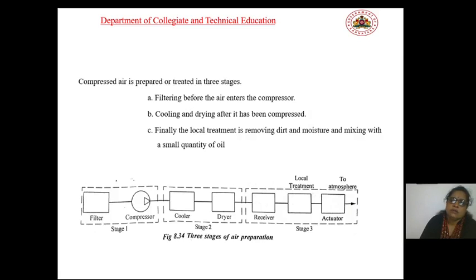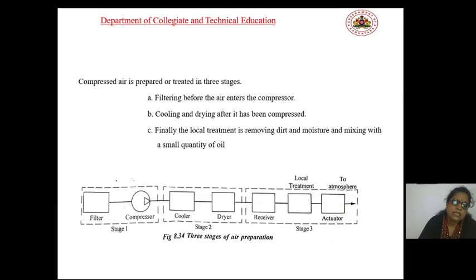One is filtering before the air enters the compressor. Second stage is cooling and drying after it has been compressed. The third step is local treatment, that is removing dirt and moisture and mixing it with a small quantity of oil. So there are 3 stages you can observe from the figure. There is a filter, so the air enters the filter, which removes the debris present in the air, and it is then sent to the compressor.